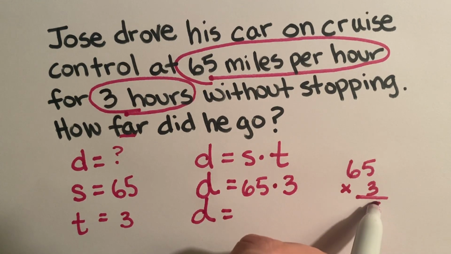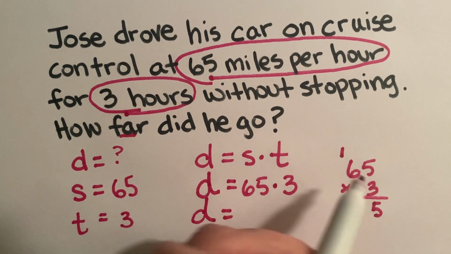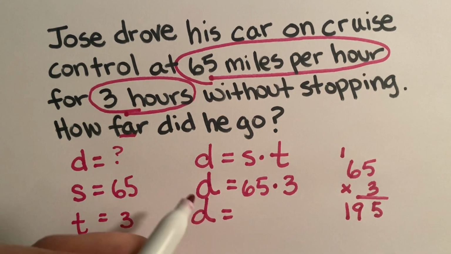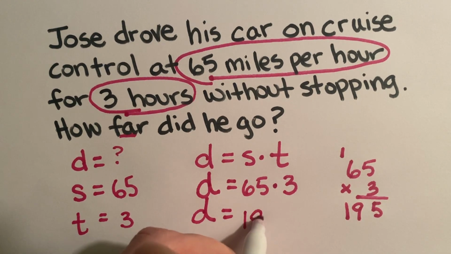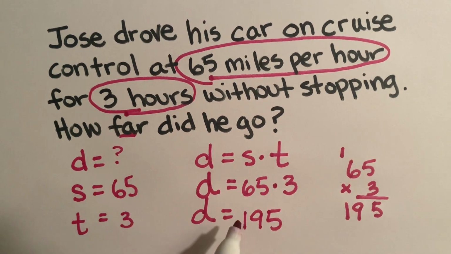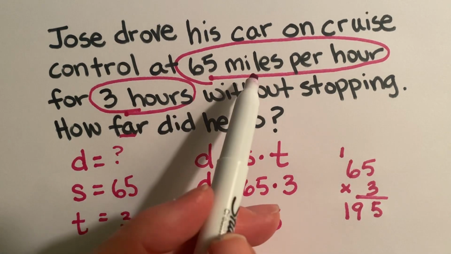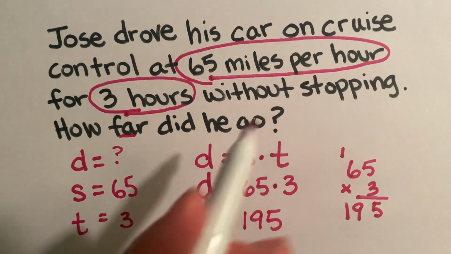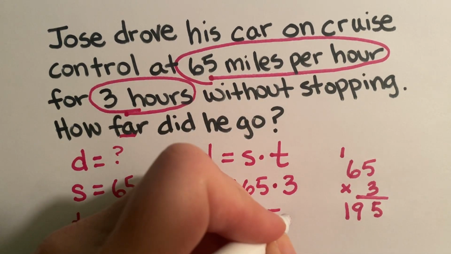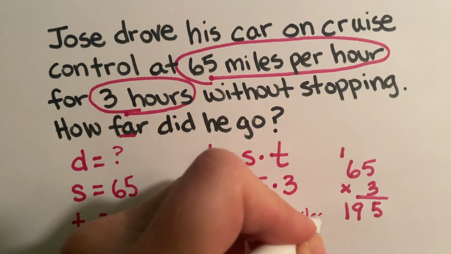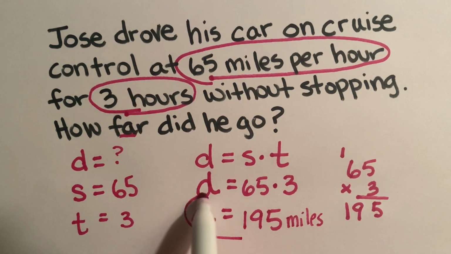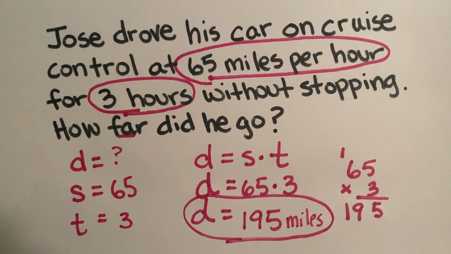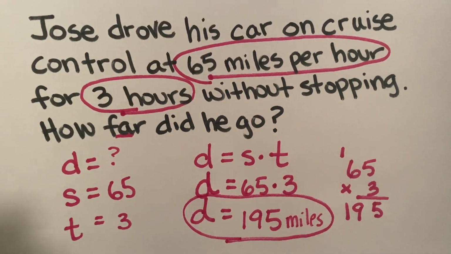3 times 5, 15, carry the 1. 3 times 6 plus 1 is 19. So we'll say that distance is 195. And then distance, let's see what we're using here. Since our speed is calculated in miles per hour, we'll say that our distance is 195 miles. And that would be our final answer. Very cool. Okay, one more example and we'll be all done.